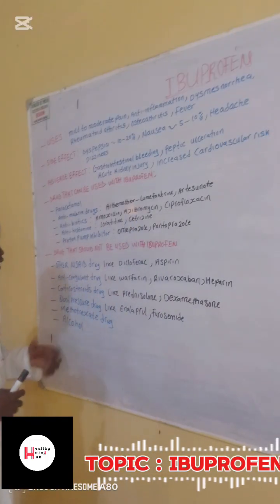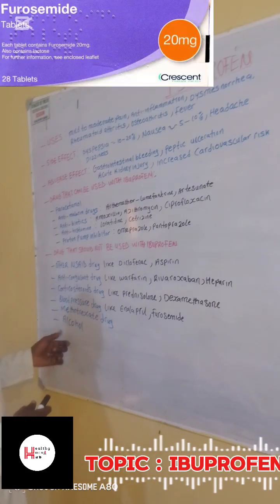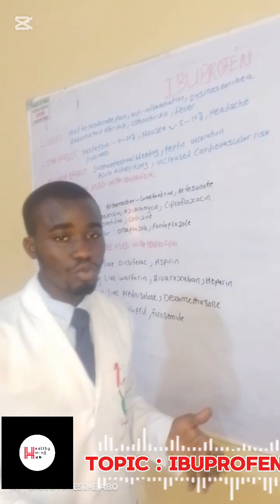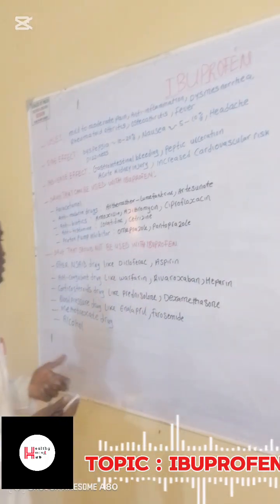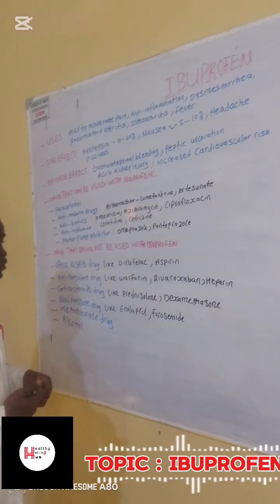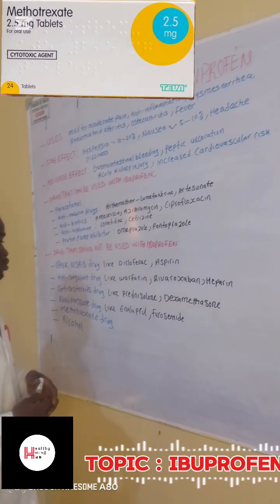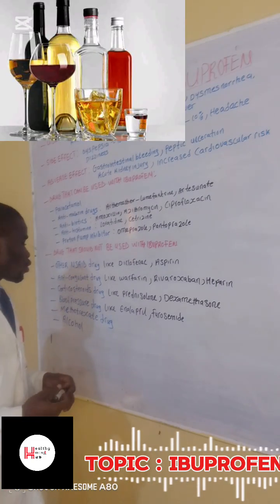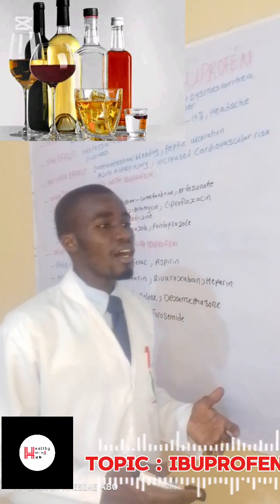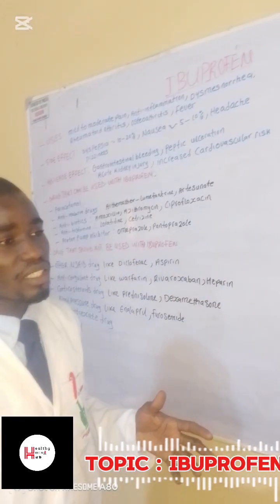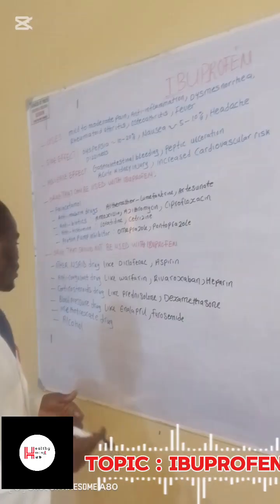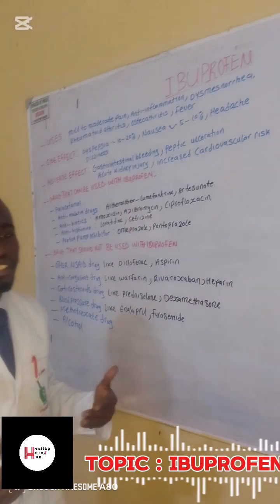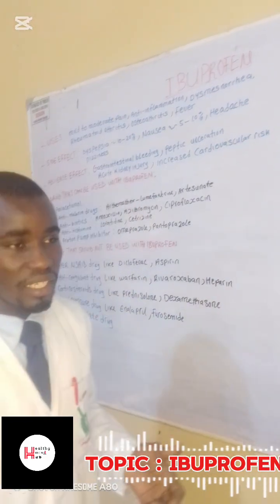We also have blood pressure drugs like enalapril, furosemide. These antihypertensive drugs should not be used with ibuprofen because there's high risk that it can affect the blood pressure drug. And we also have methotrexate, which is a drug used for cancer. And we also have alcohol. Alcohol is one of the most commonly used drinks by a lot of people, and there's high risk of increasing GIT bleeding.